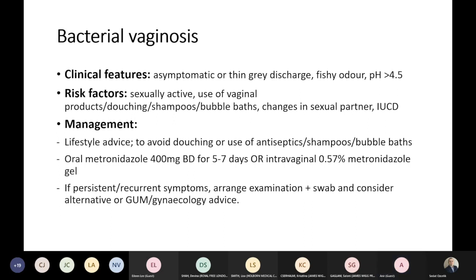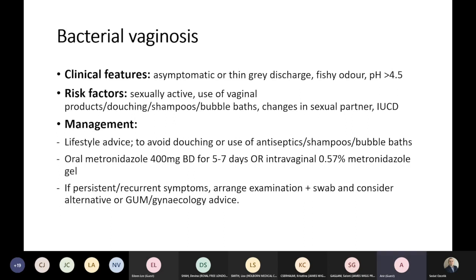For a first presentation, we may not rush in with swabs, and as per NICE guidelines, we can treat it. We can use oral metronidazole for 5 to 7 days. We can use intravaginal metronidazole for 5 days. My apologies, there's a typo on the slide. It's 0.75%. Now, if you're worried about poor compliance, we can even give a one-off dose of metronidazole at a higher tablet of 2 grams.